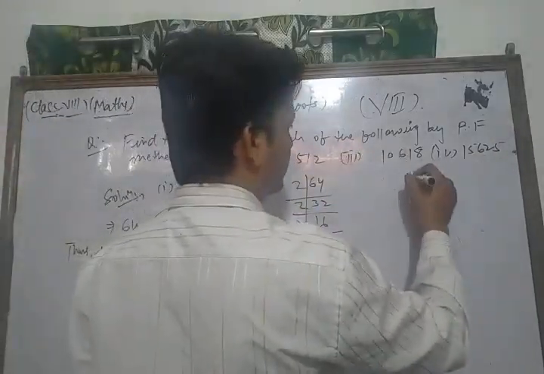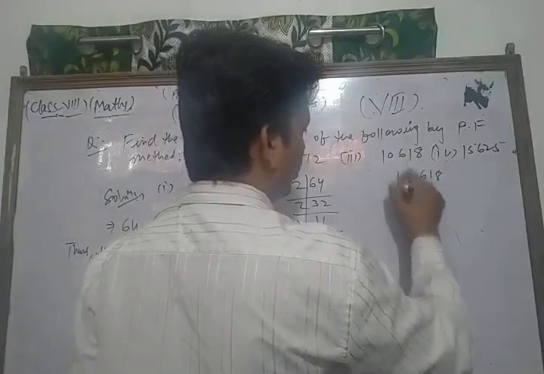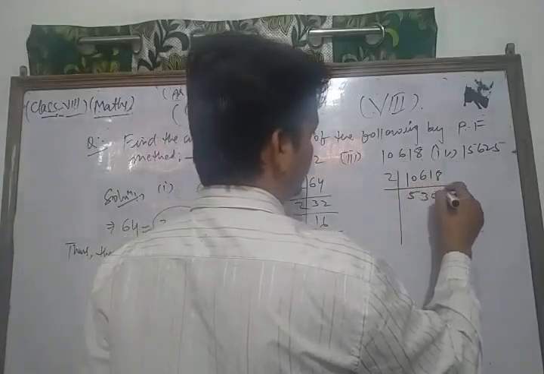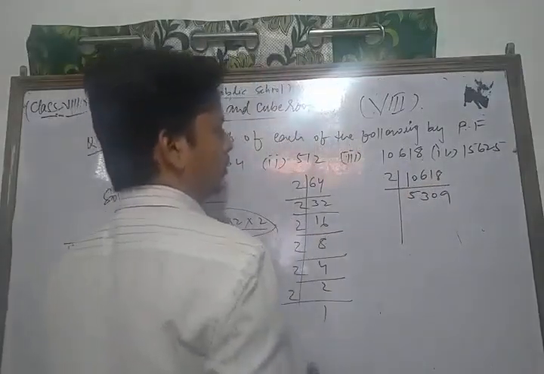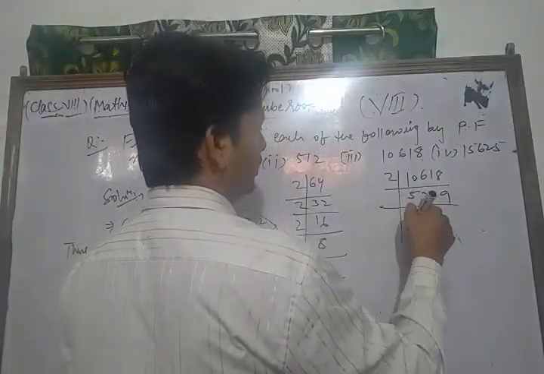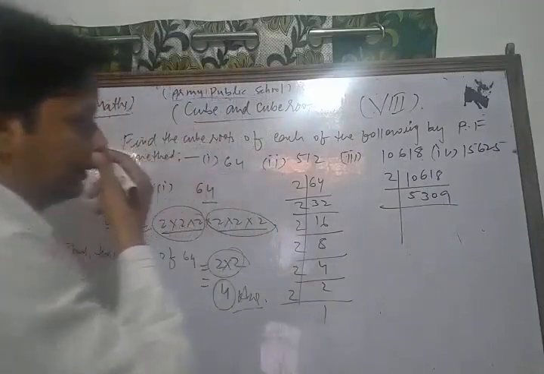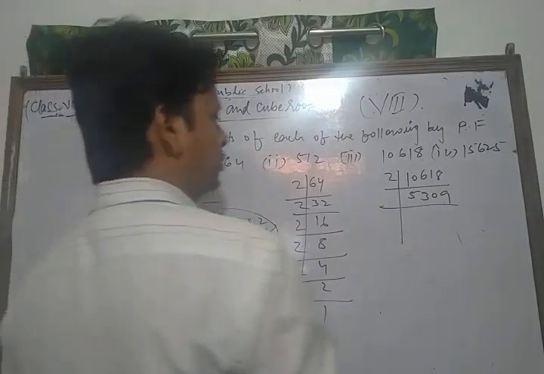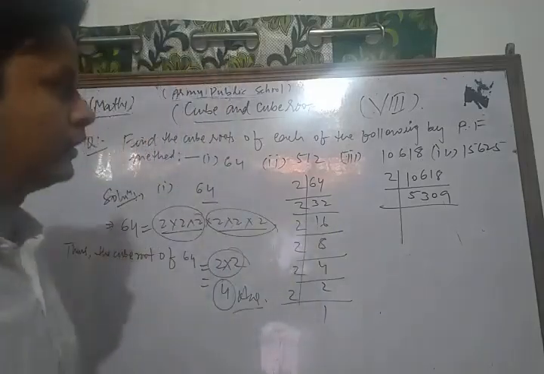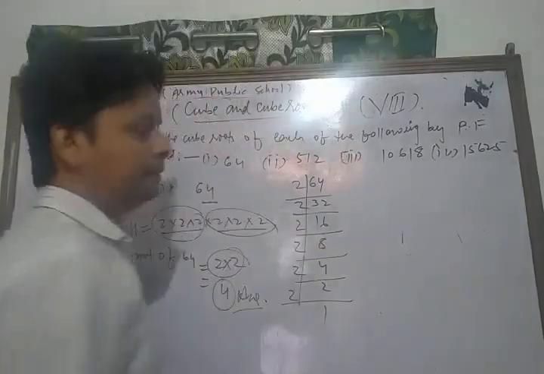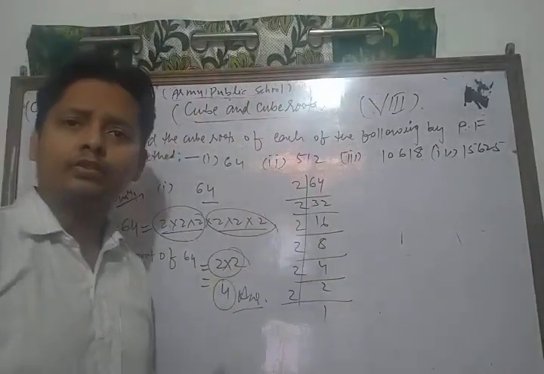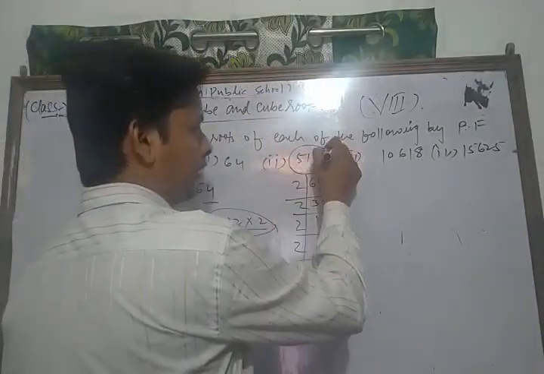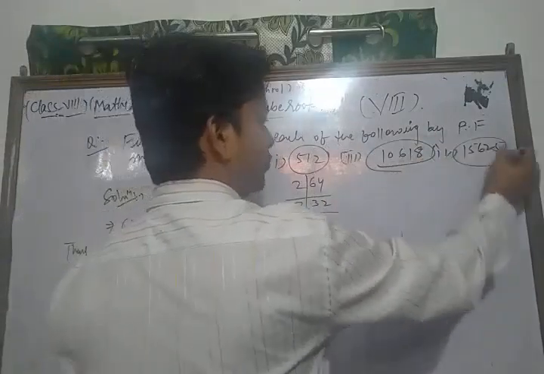Suppose that we take 10648. Now from 2, okay, now again by 2. So similarly you do its prime factorization and you get your result. Okay, now similarly you can factorize each of the following. Similarly you can factorize 512, you can factorize this and you can factorize this.